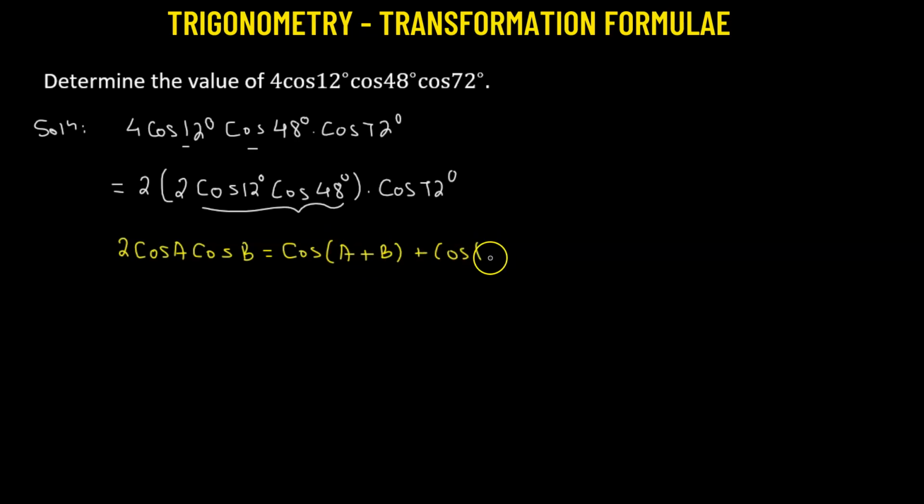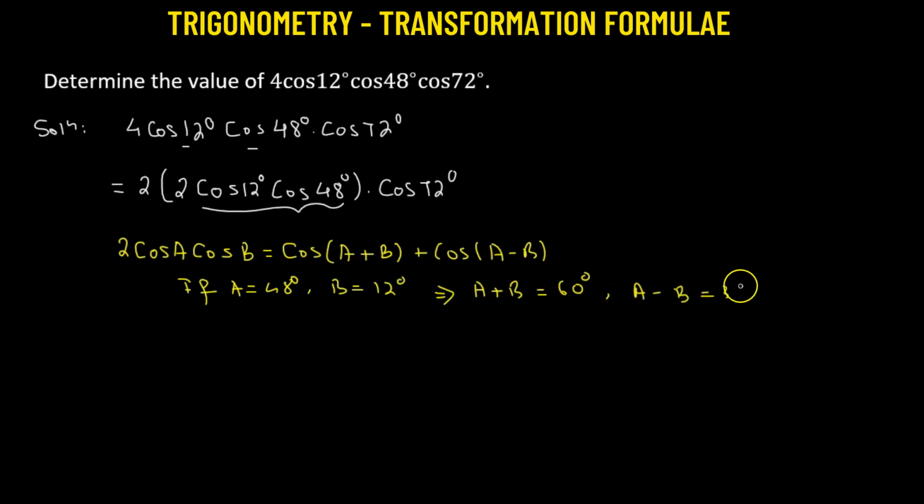of A minus B. Now using this fact, if we consider A to be equal to 48 degrees and B to be equal to 12 degrees, then this implies that A plus B, the sum of the two angles, is going to be 60 degrees, and the difference A minus B is going to be equal to 36 degrees. So let's use this formula.